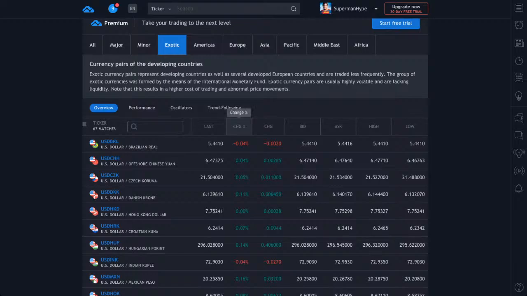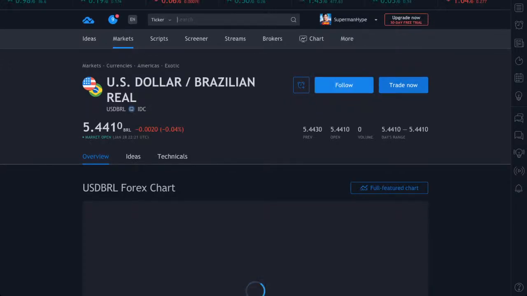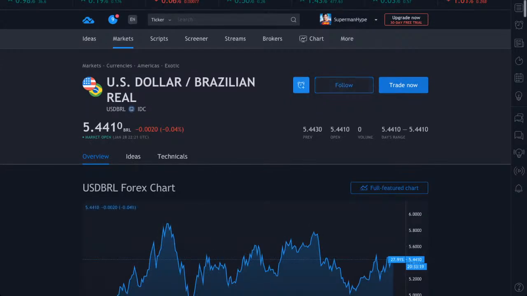So you've got all this data, the bid and ask, and high and low. All you have to do is click on one of these. So we're going to click on the US dollar Brazil. And if you wanted to follow this, you can click follow. If you want to put an alarm about whether it reaches a certain price, you can put that in. Or you can just trade now, and you click on the trade now button. So we'll look at that in another video.